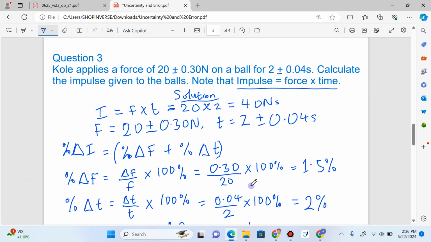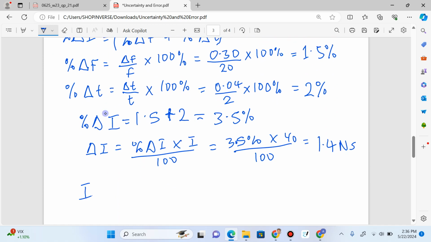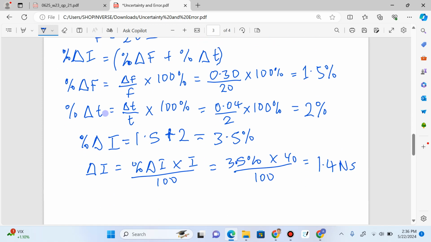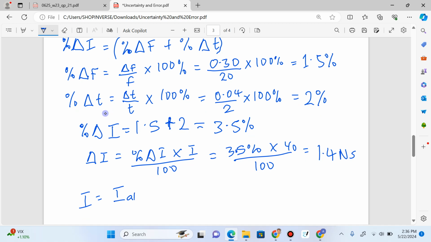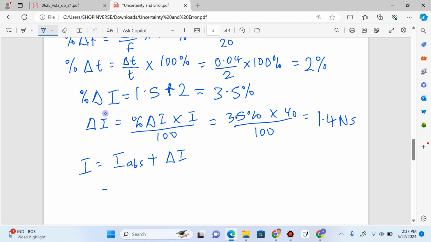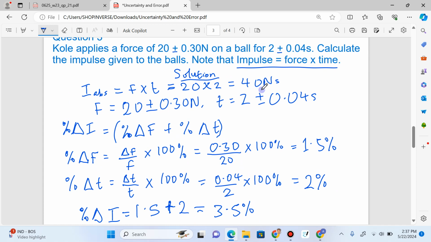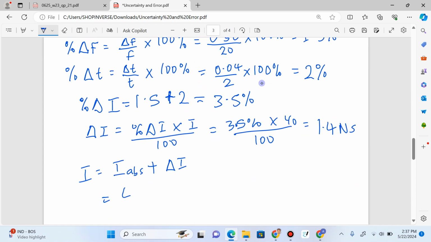So don't forget that impulse equals force times time. What I did here is just the absolute value of the impulse, and the impulse equals the absolute value of the impulse plus or minus the uncertainty in impulse. That's how you solve questions on uncertainty. The absolute value of the impulse is 40 Newton seconds, then I'll do plus or minus my uncertainty, which is 1.4 Newton seconds. And this is the answer to this question.